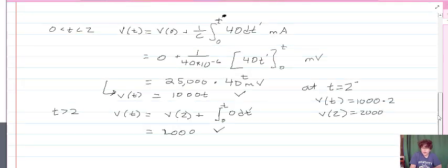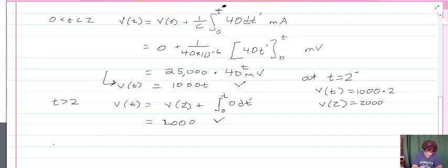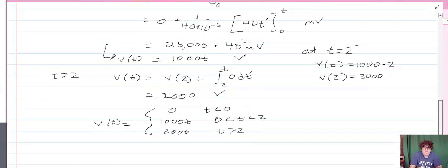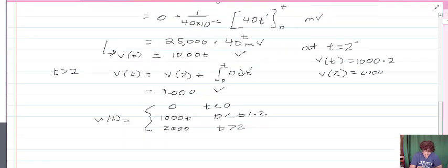So let's just summarize what we got for the voltage. We have V of t equals 0 for t less than 0, 1000 t for t between 0 and 2, and 2000 for t greater than 2. So that's our voltage function. And these are all volts.